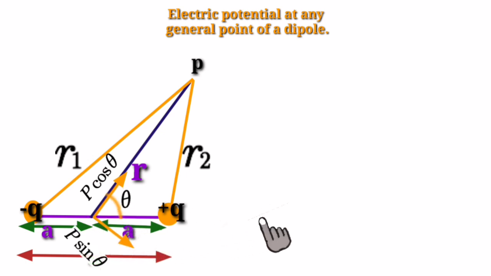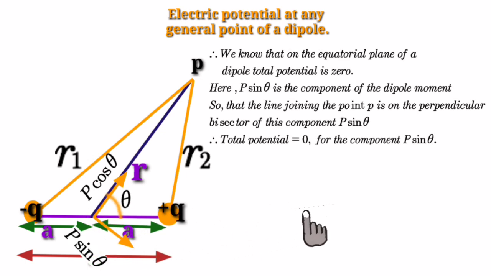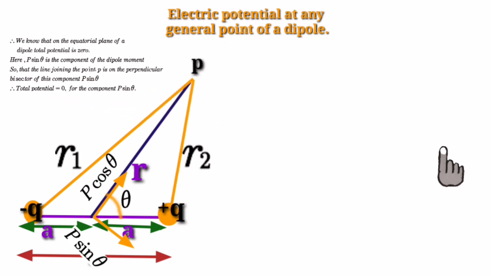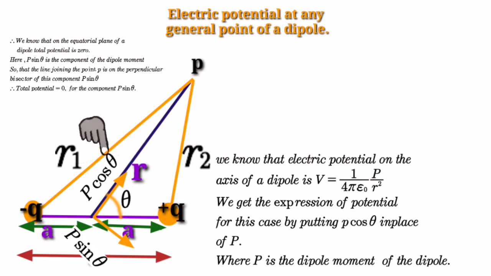In the previous expression, we see that the electric potential at an equatorial plane, or at a point on the perpendicular bisector of a dipole, is 0. Therefore, for the component p sin theta, the electric potential at point P is 0. Therefore, we can get the potential only for the component p cos theta. We know the potential at any point on the axis of a dipole is 1 by 4 pi epsilon naught p by r square, where p is the dipole moment of this dipole.